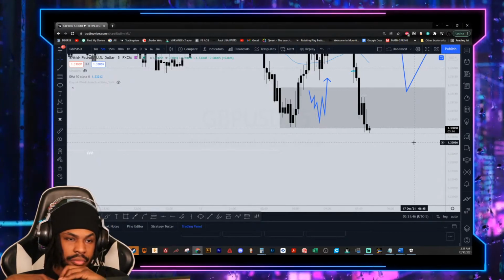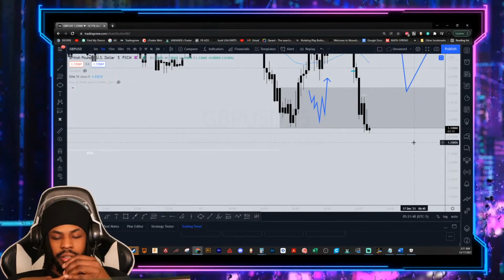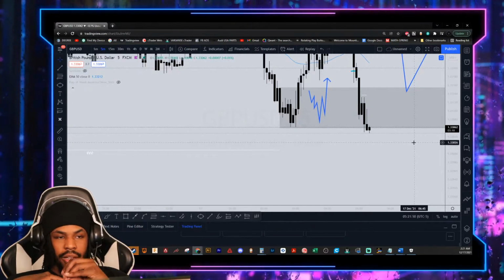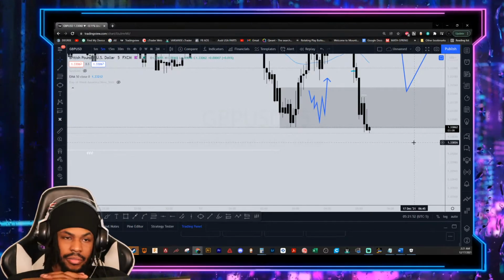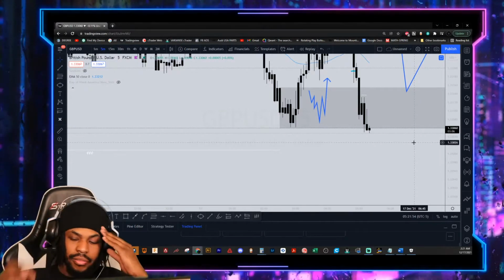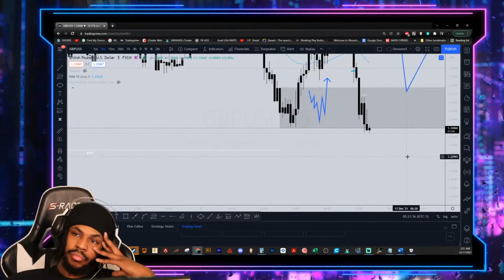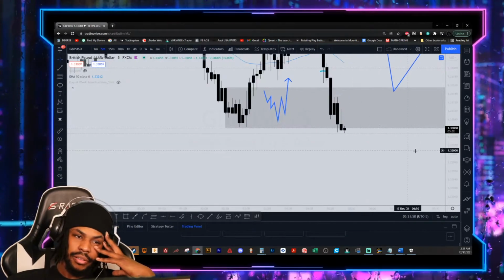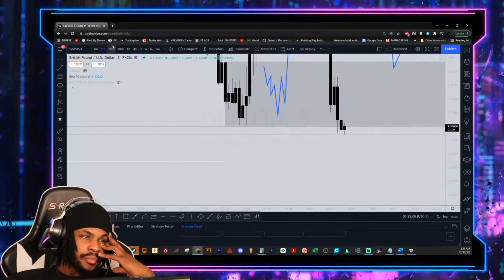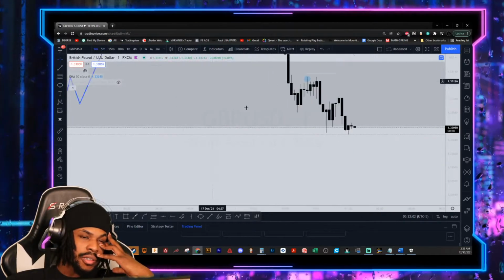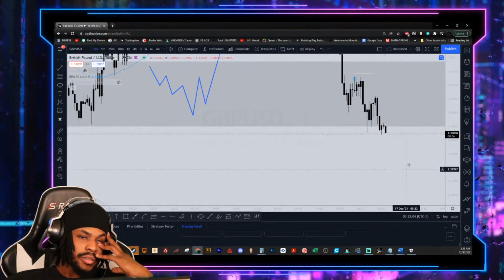Currencies, GU, UJ, Euro JPY, I don't care what it is. It could be an exotic pair like USD peso or something like that. I don't care. Markets pretty much move the same for the most part.